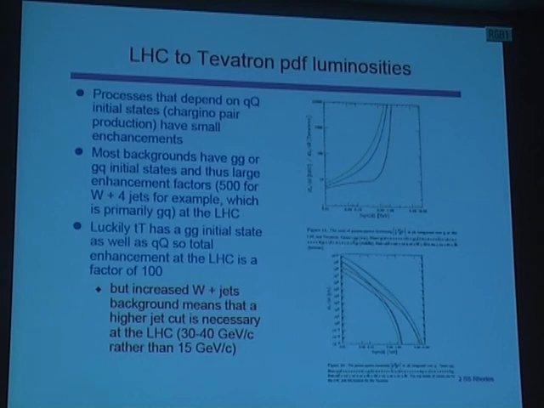Of course, you have to do something to make up for that. What the experiments have done is to increase the cuts they make on the jets in the final state. So instead of 15 GeV at the Tevatron, they have cuts of 30 to 40 GeV. That comes at a price: your efficiency is going to be reduced. But luckily, the cross-section is so high and the luminosity is so high, you have so many t-tbar pairs produced that you can afford the cost of requiring these higher pT cuts on the jets.